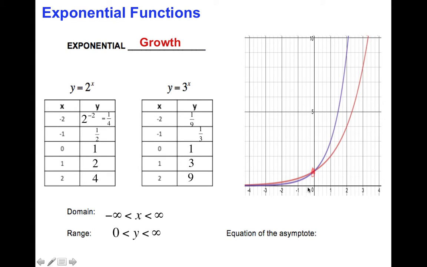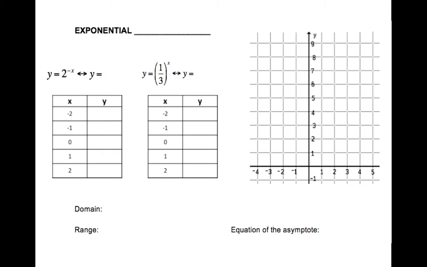All right, from 0 all the way to infinity, but nothing below. Equation of the asymptote, as I mentioned a moment ago, there's an asymptote there. Every exponential has an asymptote, so those two will never reach the x-axis. There's the asymptote, and the asymptote is at y equals 0. Okay, now let's look at the next one.